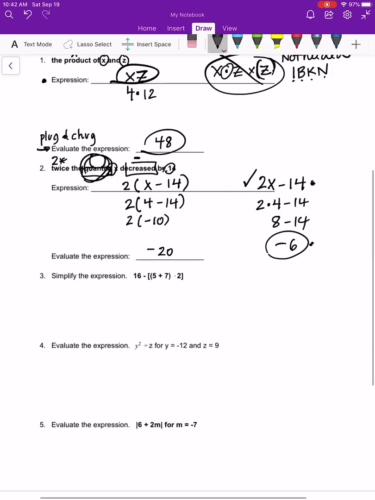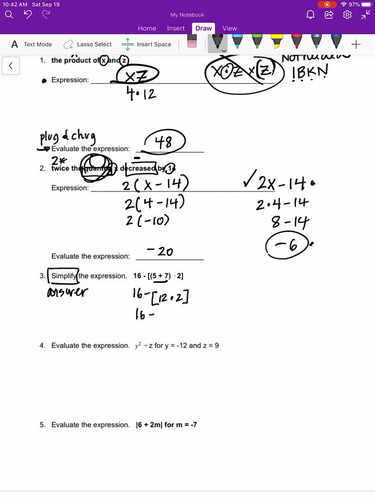Okay, next one is simplify the expression. So simplify means, if you watched the video, find the answer. A lot of you left this totally not finished. So you're going to work in parentheses first. There's 2 sets of parentheses. So within the parentheses, you have 16 minus, you're going to plug in 12 times 2. And then you have 16 minus 12 times 2, which is 24. And 16 minus 24 is a negative 8. That's all there was to do there. But a lot of you stopped here. I'm not sure why, because simplify means give me the answer.